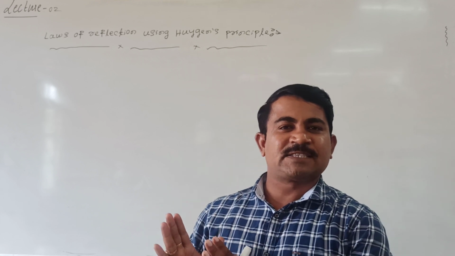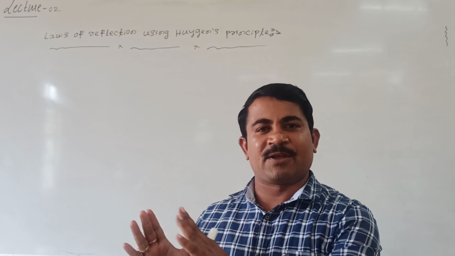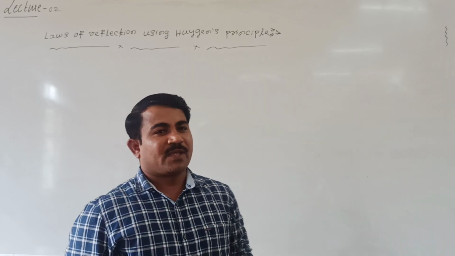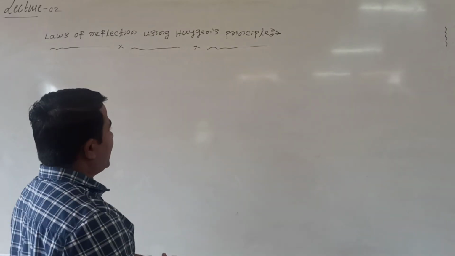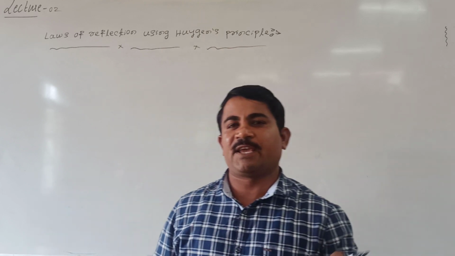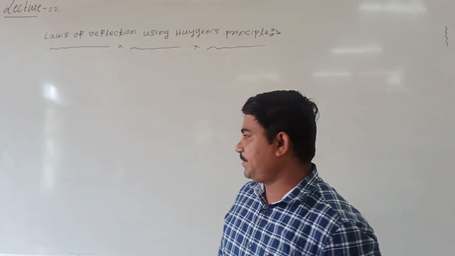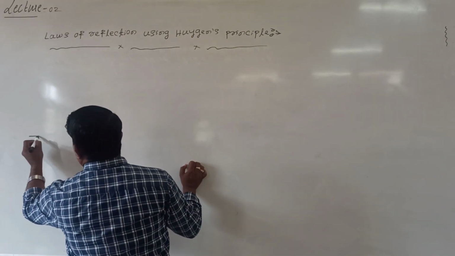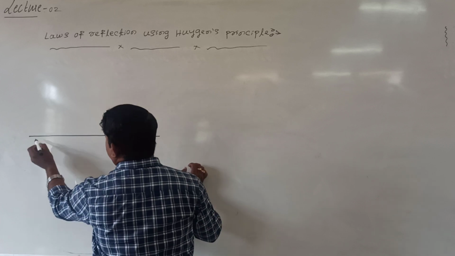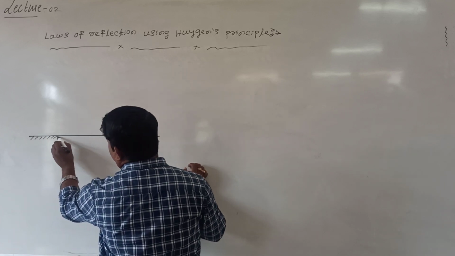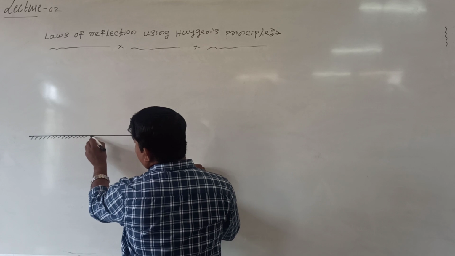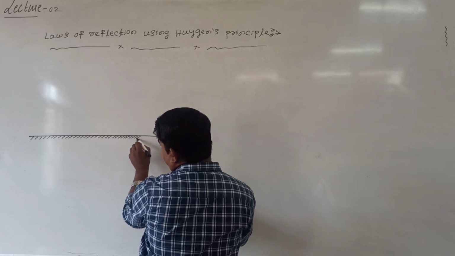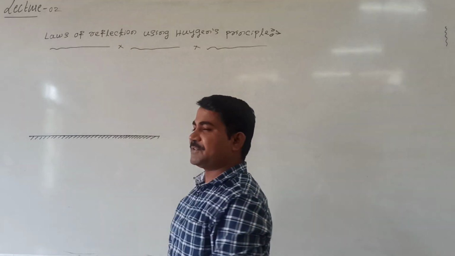Now, using Huygens principle, you can prove that the angle of incidence equals the angle of reflection using the concept of wavefront. Let us see. To prove the law of reflection, we will take a reflecting surface, say a mirror. Let me take a plane mirror. This is a plane mirror, a perfectly reflecting surface. Say one surface is well polished and the second surface is silvered. This second one is called the reflecting surface.